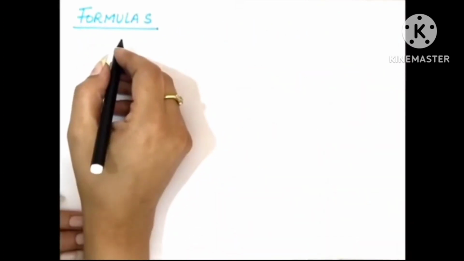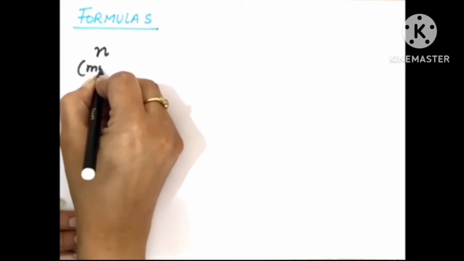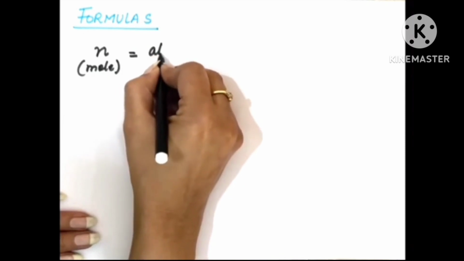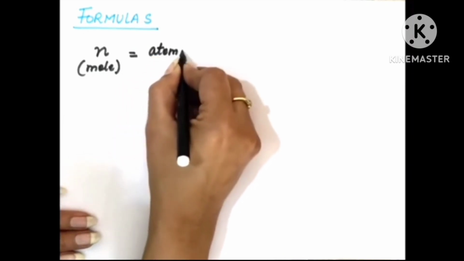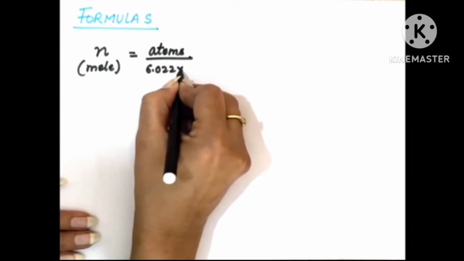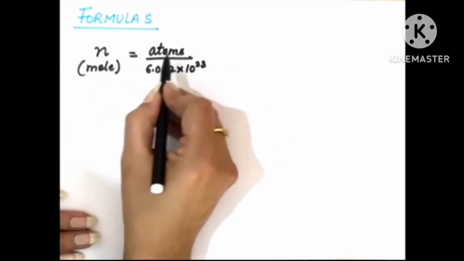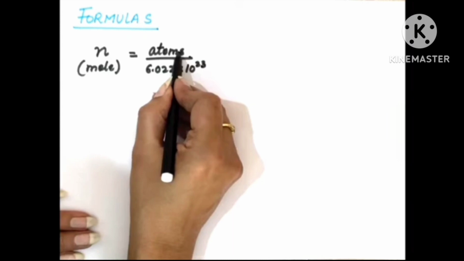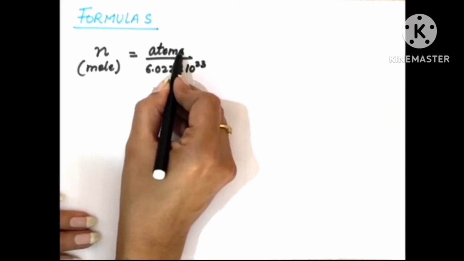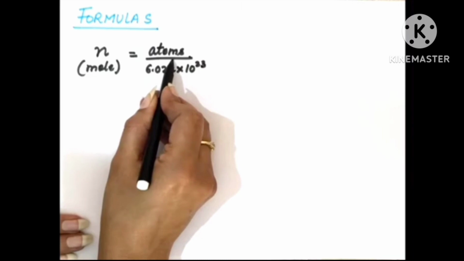Now some formulas to solve mole concept questions. Small n is the term we are using for the mole. The symbol n is equal to atoms, if we are talking about elements, upon Avogadro number of atoms, that is 6.022 into 10 raised to power 23. So we will find out the mole if we take the atoms given in the question and divide it by Avogadro number. Or if moles are given, we can find out atoms using this formula. So this formula we'll use if we are talking about moles and atoms in the question.